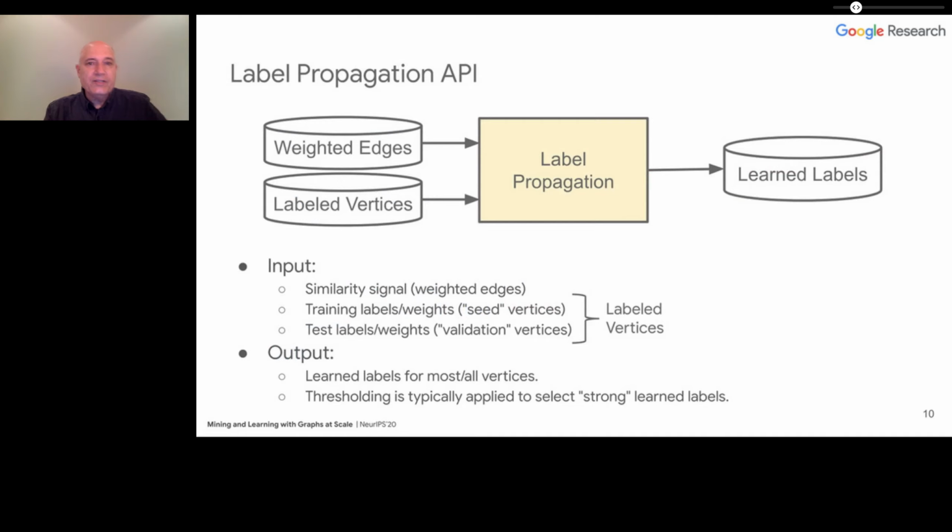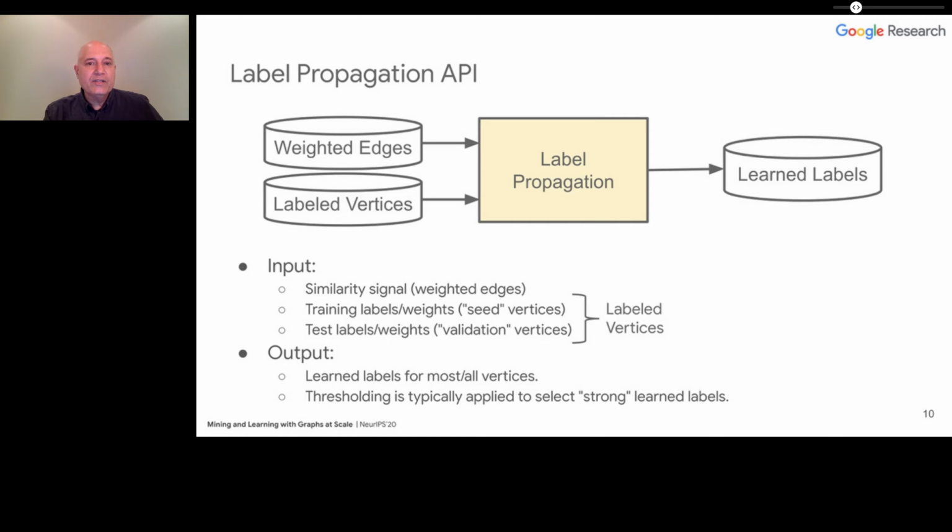As this example illustrates, there's a very simple interface to this label propagation system. It takes 2 inputs, the set of weighted edges defining our similarity graph, and the set of labeled vertices, and it spits out the labels that we learn at each node.